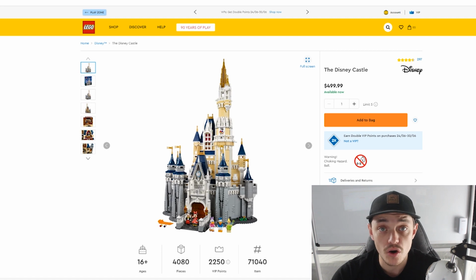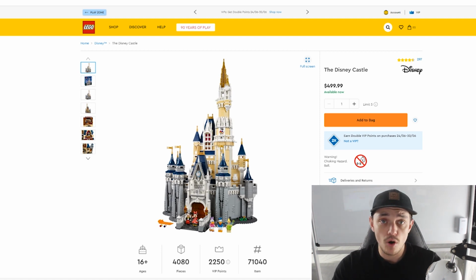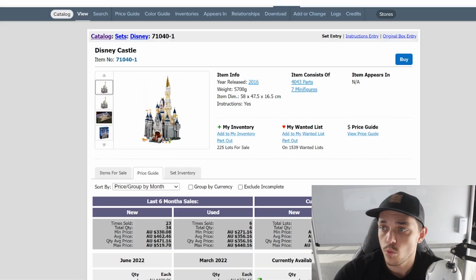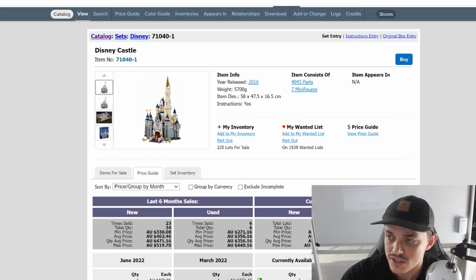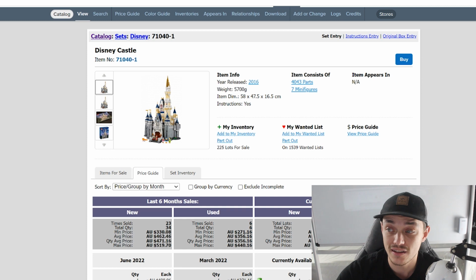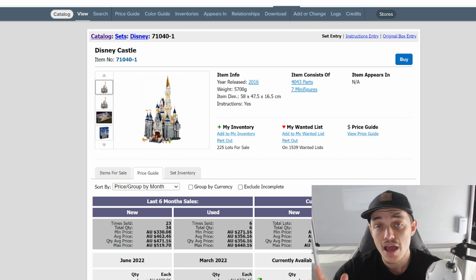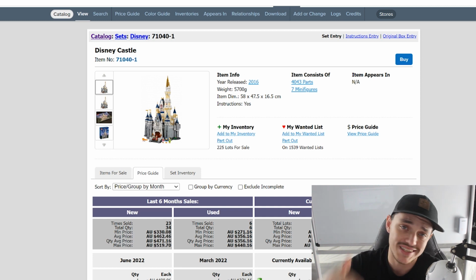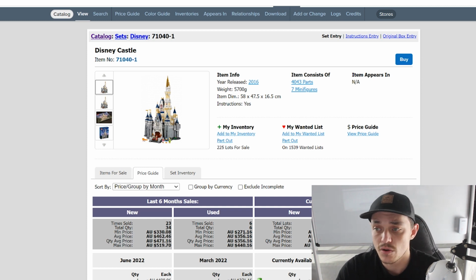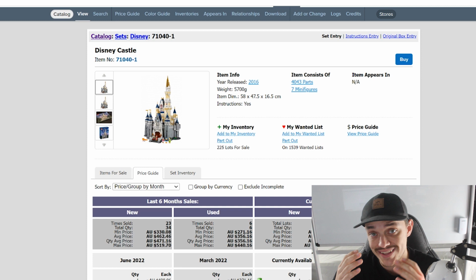Now we're going to talk about the box size and the box weight, because obviously if we've got a big box and a heavy box, it's going to be harder to post, going to cost more to post, and it's going to take up more storage where you store your Lego investments. So we're going to go back to Bricklink here, and the weight, I'm going to highlight this now for you, is 5,700 grams, so 5.7 kilos, so pretty heavy for Lego. And the item dimensions are 58 by 47.5 by 16.5 centimeters, so it is a pretty big box. So I'm going to give it a 2 out of 10. If it was a smaller box, it'd get a higher rating. The bigger the box, the lower the rating. So it's not the biggest box ever made, but it is up there, and that's why it's getting a 2 out of 10.